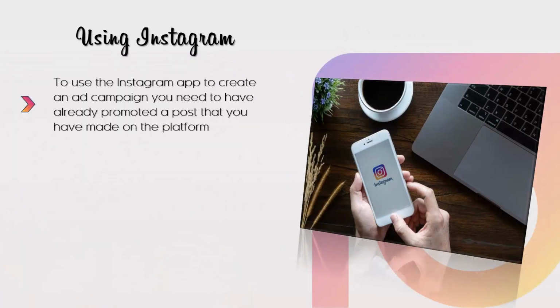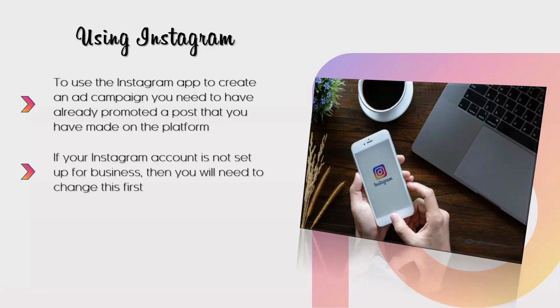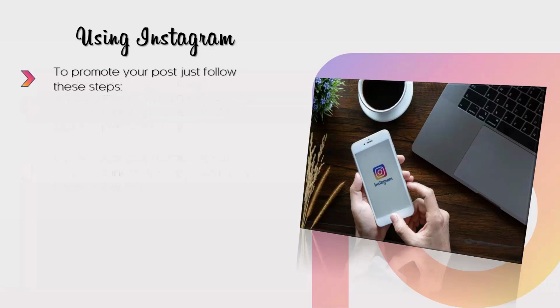To use the Instagram app to create an ad campaign, you need to have already promoted a post that you have made on the platform. Just find a post that has performed well and is receiving a good level of engagement and then promote it to reach more Instagram users. If your Instagram account is not set up for business, then you will need to change this first. To promote your post, just follow these steps.